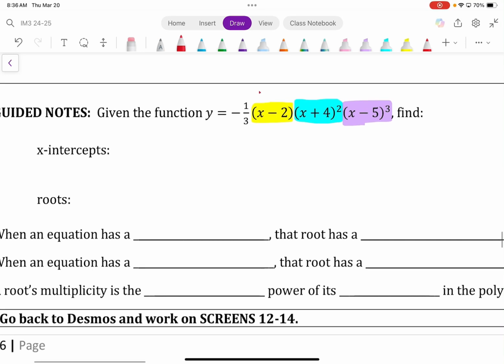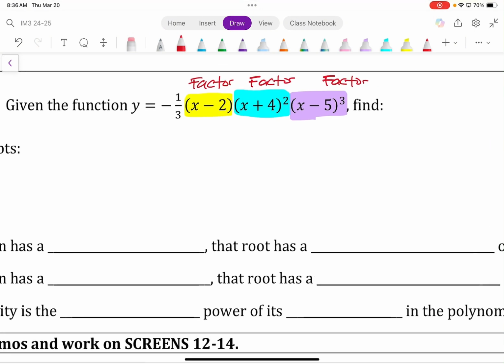Basically, anything in parentheses is considered to be a factor. So all of these are factors. And it's based on these factors that we need to find what x values x needs to equal so that each factor goes to 0. It's pretty simple. So for example, here in the first factor, x minus 2, x needs to equal what to equal 0? 2. Over here with x plus 4, x needs to equal negative 4. And over here with x minus 5 to the third, x needs to equal what?